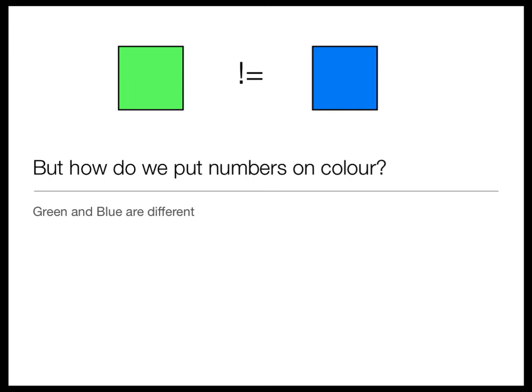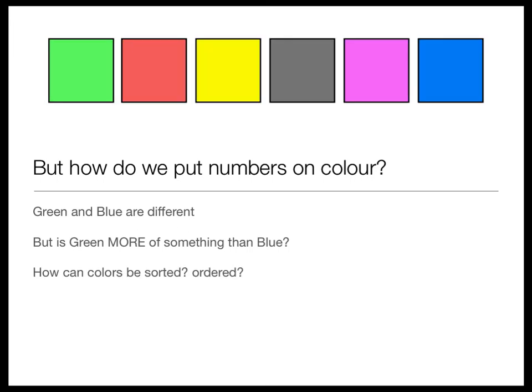That's the tricky part. Green is not the same as blue, but is it more or less of what? I mean, it's more green, but apart from that, what are we looking at? So how do you sort color? How can you put it in order?